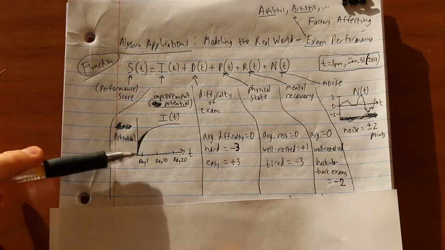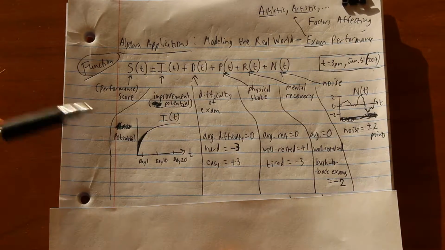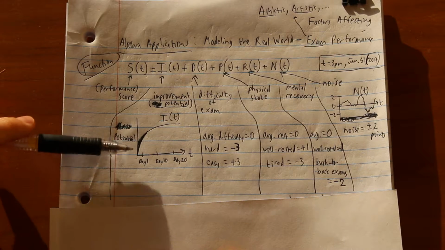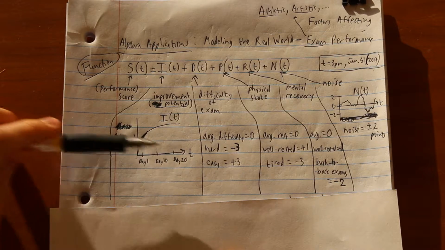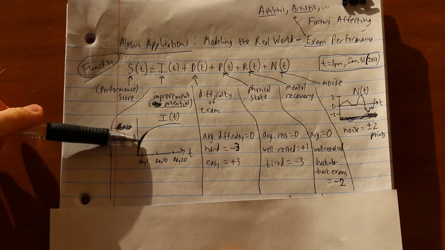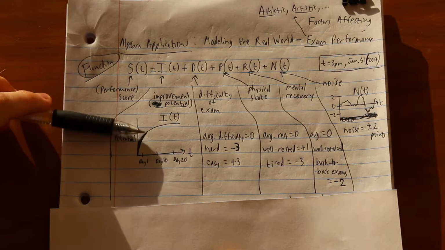So when you start off, think this is day 1, day 10, day 20. When you start off, you're not going to do well on the exam. As you keep practicing, you're going to start improving. So this is your improvement. But like this is your actual score, but as you've been improving.